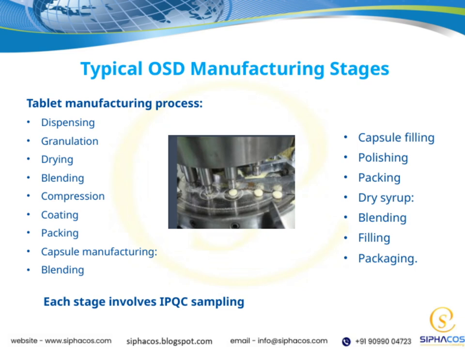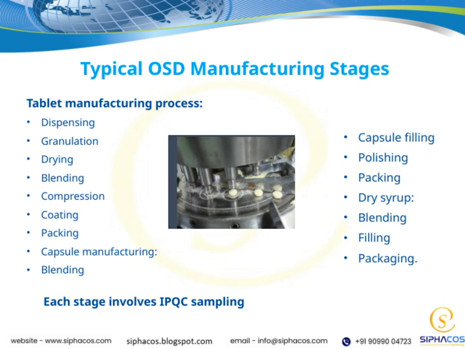When we consider tablet manufacturing, the process begins with dispensing the raw materials, followed by granulation, where powders are transformed into granules for better flow and compression. Then comes drying the granules, blending them uniformly, and compressing the mixture into tablets. Coating may follow to improve stability, taste, or appearance, and finally, the tablets are packed for shipment.